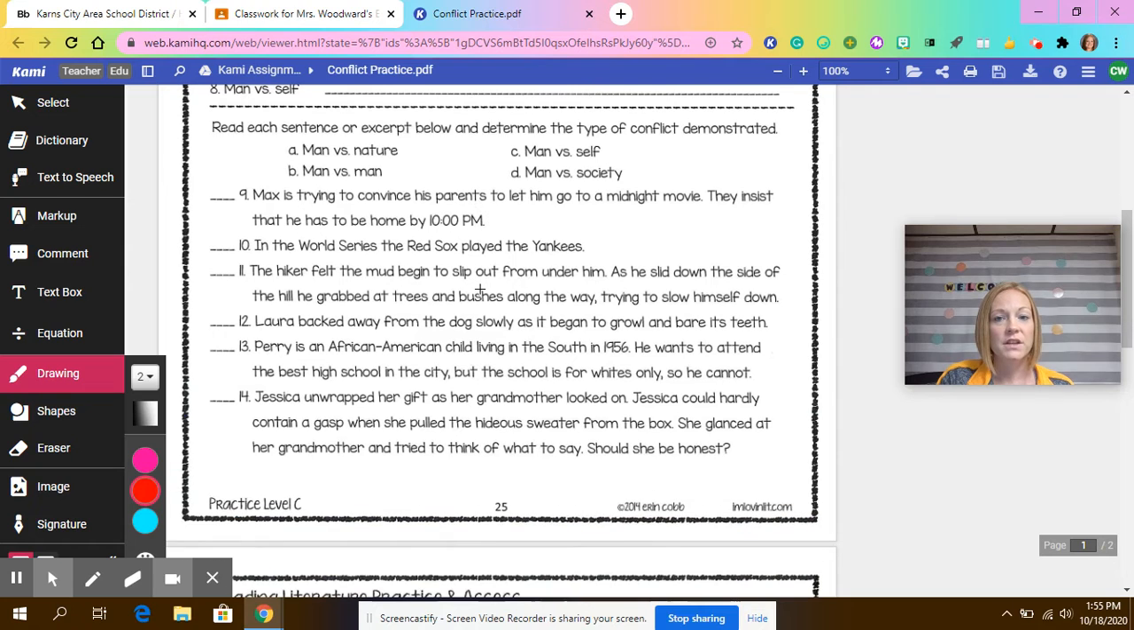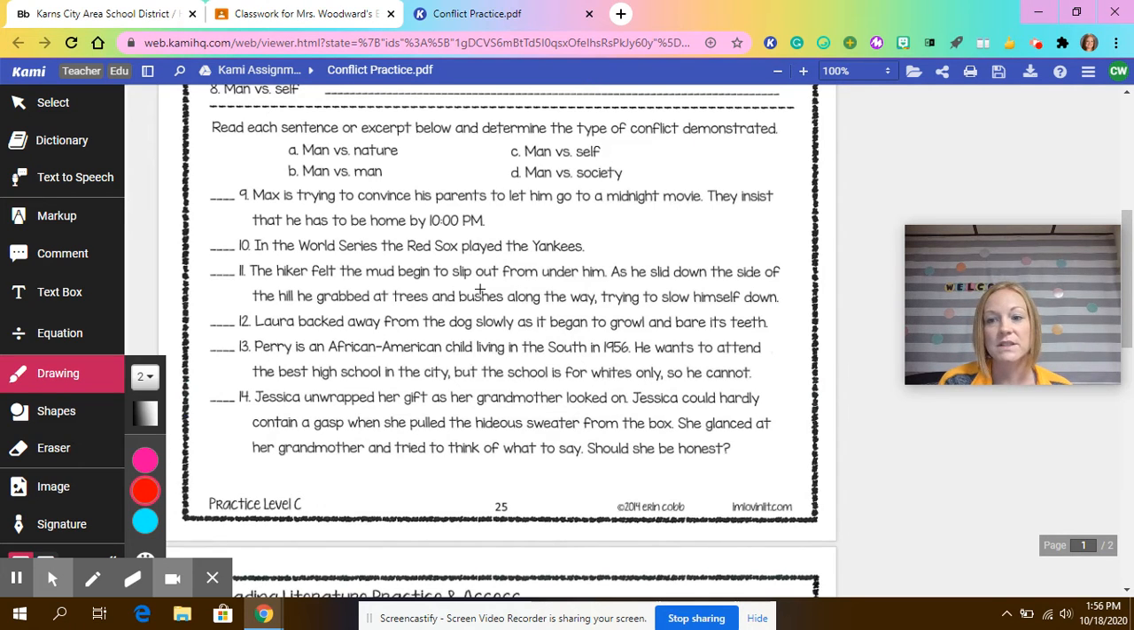And the next part, the last part of this, you are going to read each sentence or part of a story and determine the type of conflict demonstrated. So, for example, if I say Max is trying to convince his parents to let him go to a midnight movie, they insist that he has to be home by 10 o'clock p.m. So, think about what is this a conflict between?